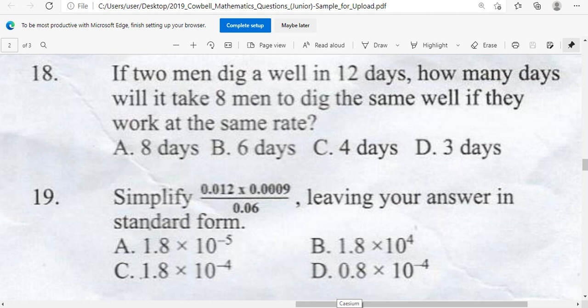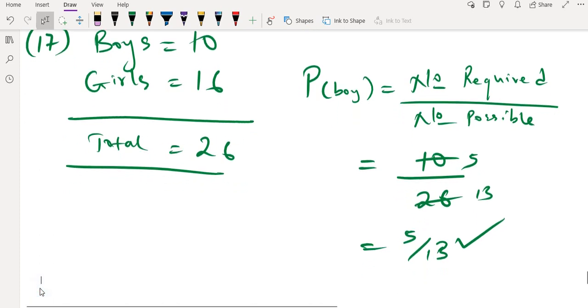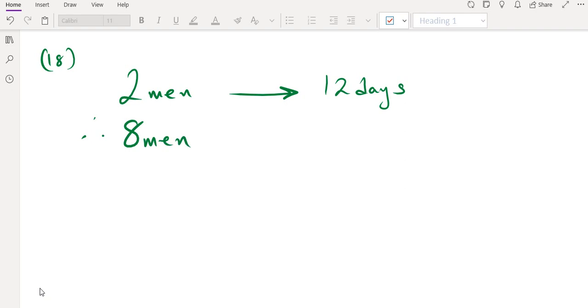What's the answer? Three. Read the question, please. Two men dig the well in how many days? 12 days. So therefore, eight men. How many days will it take eight men? If they work at the same rate. What kind of proportion is this?